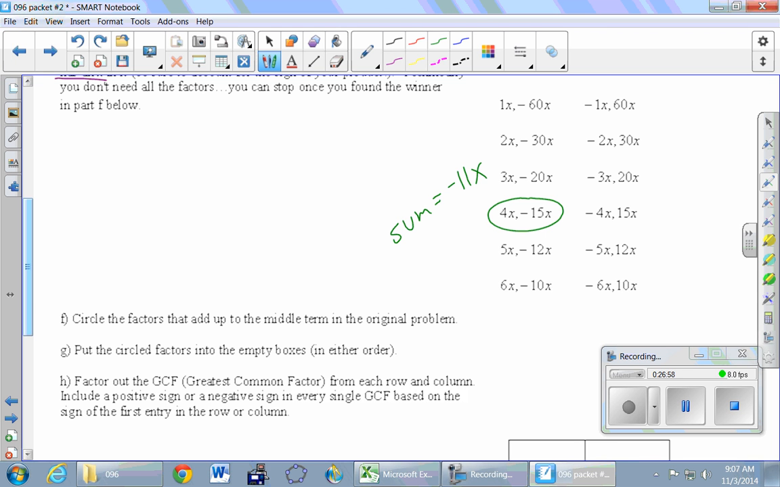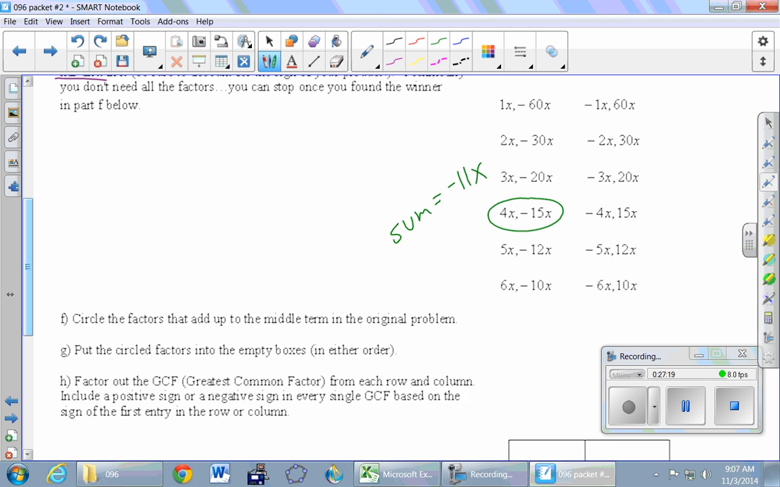So that's kind of what we have down here in part F. It says circle the factors that add up to the middle term. So the hard part of this problem is done. The rest is going to be pretty straightforward. But let me try to connect this to what we saw last time. Last time we looked for two numbers that had a certain product and a certain sum. We're doing exactly the same thing here.